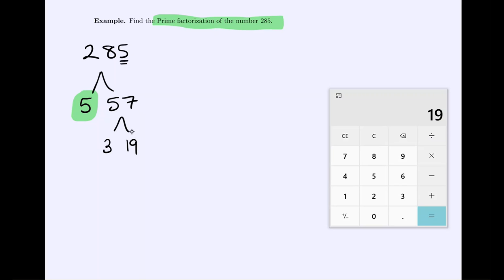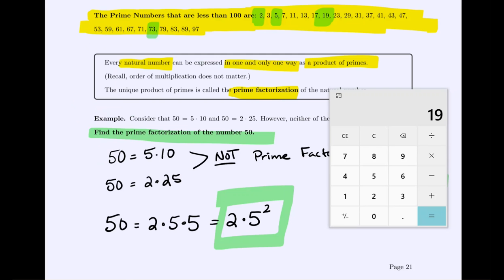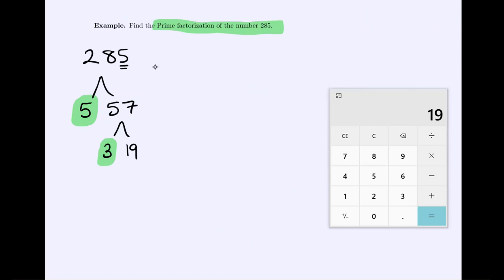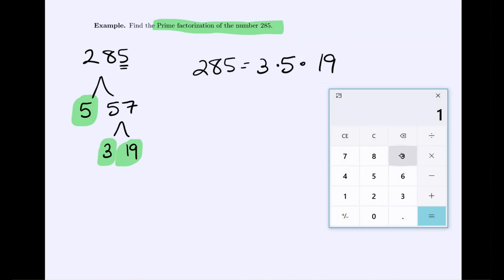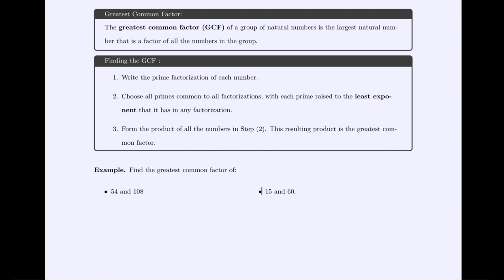Now we know 3 is prime, but if we're not as sure about 19, just reference the list, and notice 19 is a prime number listed in our primes less than 100. So this prime factorization is complete, we just need to write it out. 285 is 3 times 5 times 19. And we can always check our work by taking 3 times 5 times 19 does give us 285 as expected. Next we're going to talk about greatest common factor.